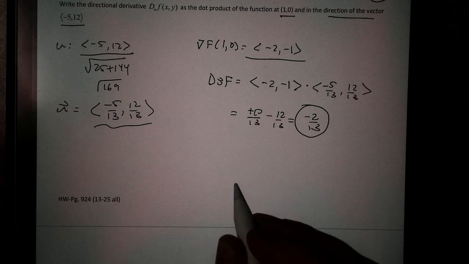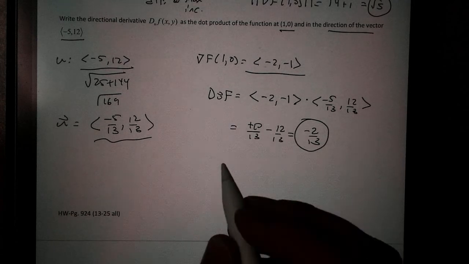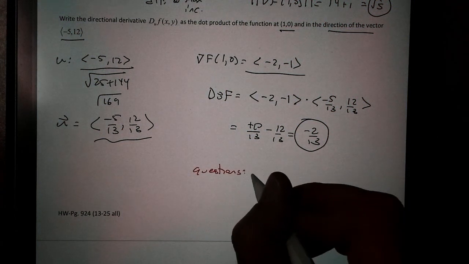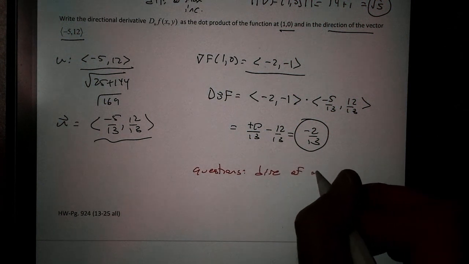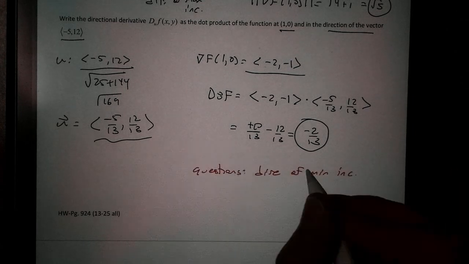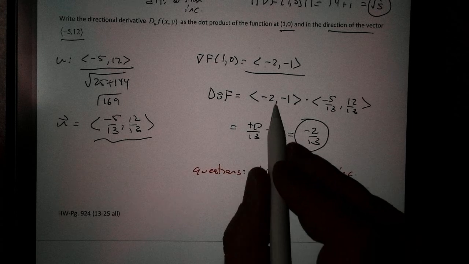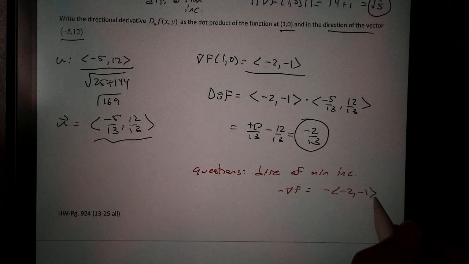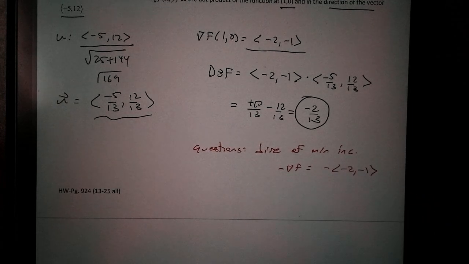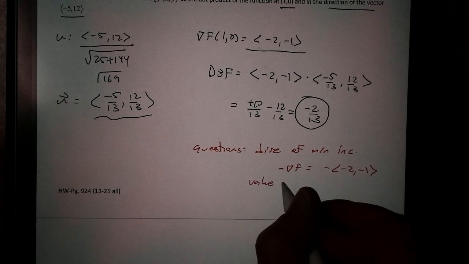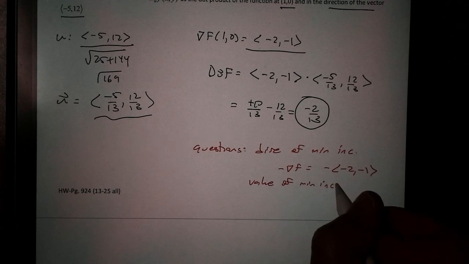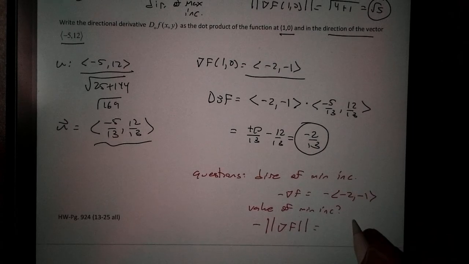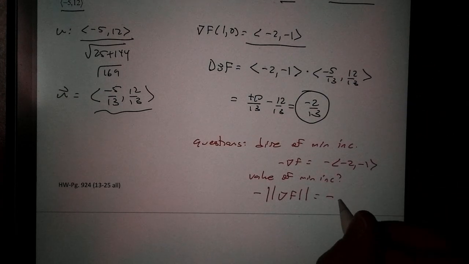All right, another free one. What are some other questions we could ask? What would be the direction of minimum increase? That's easy enough to do. That's just the opposite of del f, so negative del f, which would be (2, 1). What would be the value of the minimum increase? Well, that would be the opposite of the magnitude of del f, which I already have up here is root 5, so it would be negative root 5.